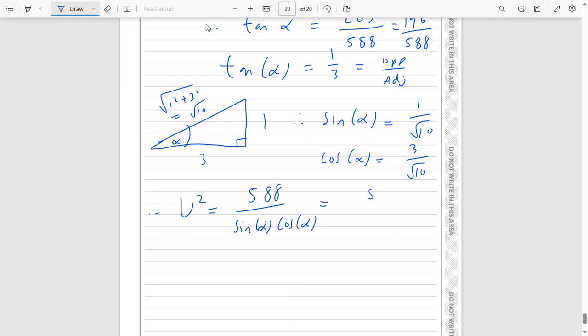And that's going to be 588 over, this should be an 8 there, that's an 8, over 1 over root 10 times by 3 over root 10. Just try and simplify this fraction. We get 588 over 3 over, so root 10 times root 10 is 10, and 1 times 3 gives us 3, so we get that there.